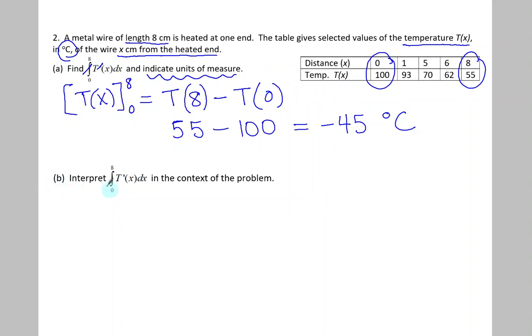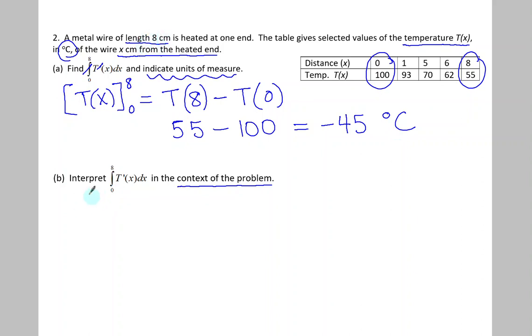Part B, interpret the integral from 0 to 8 of T prime of x dx in the context of the problem. That means we want to talk about what this means in terms of this story up here. So this is talking about how T of x represents the temperature in degrees Celsius of the wire x centimeters from the heated end. So this -45 degrees Celsius represents the temperature change over that 8 centimeters of length.